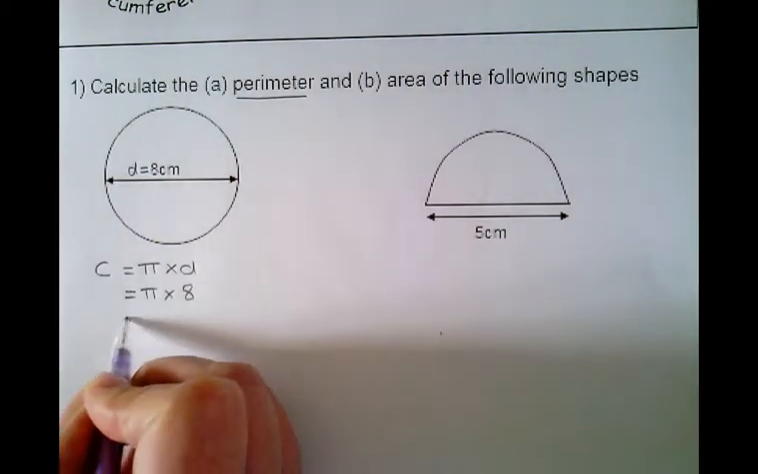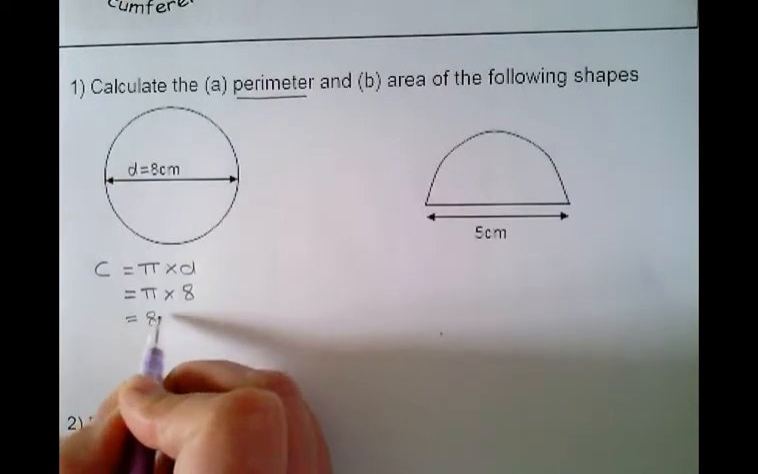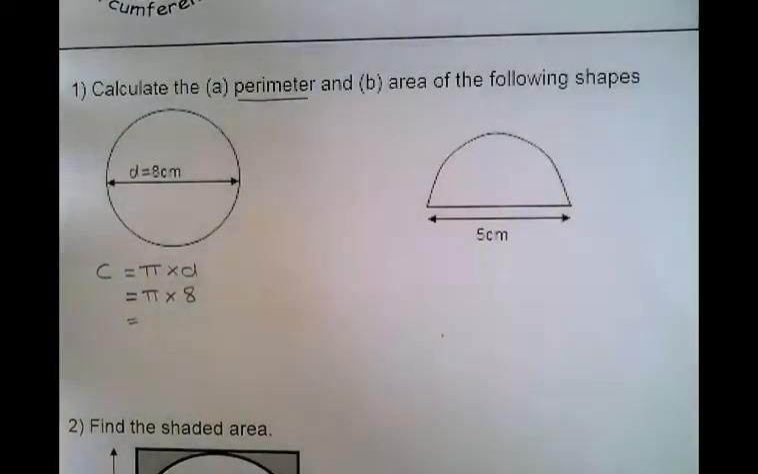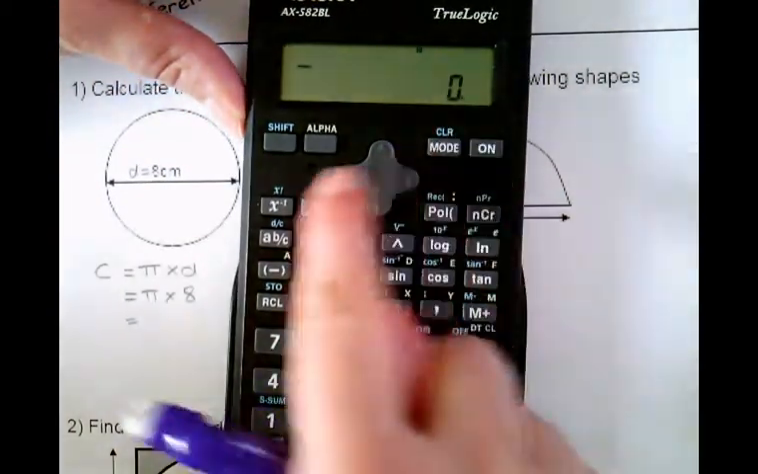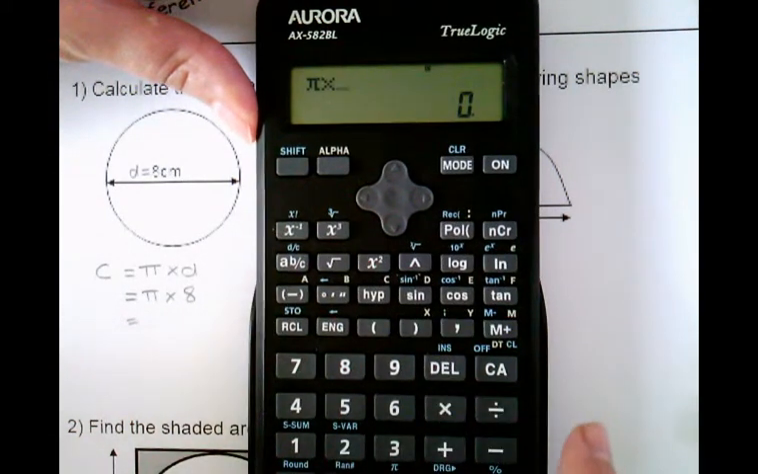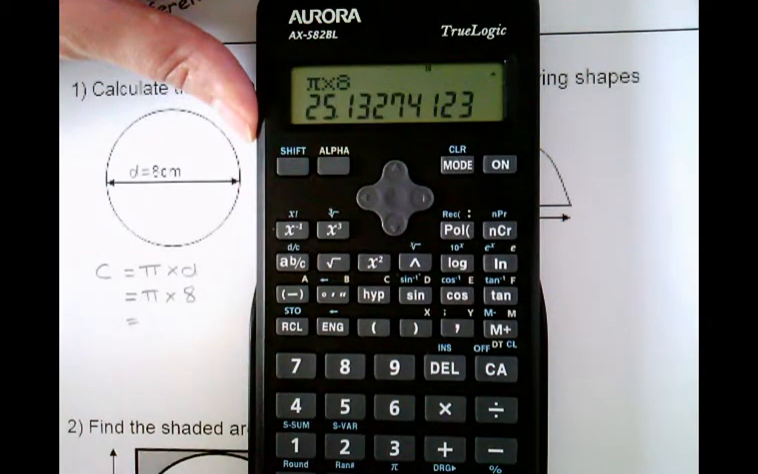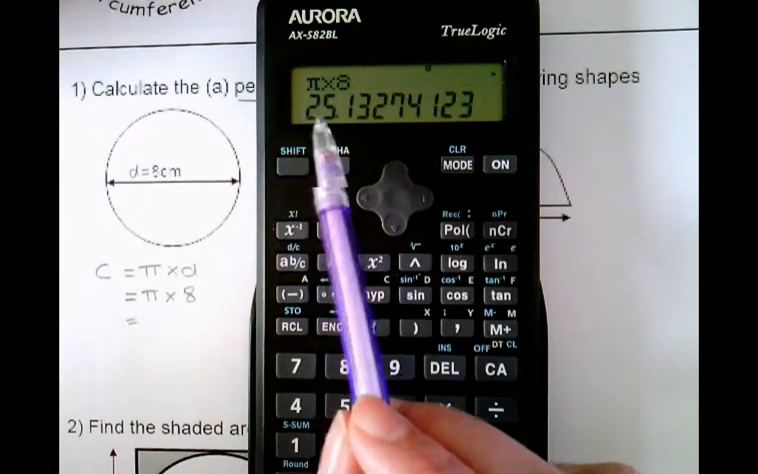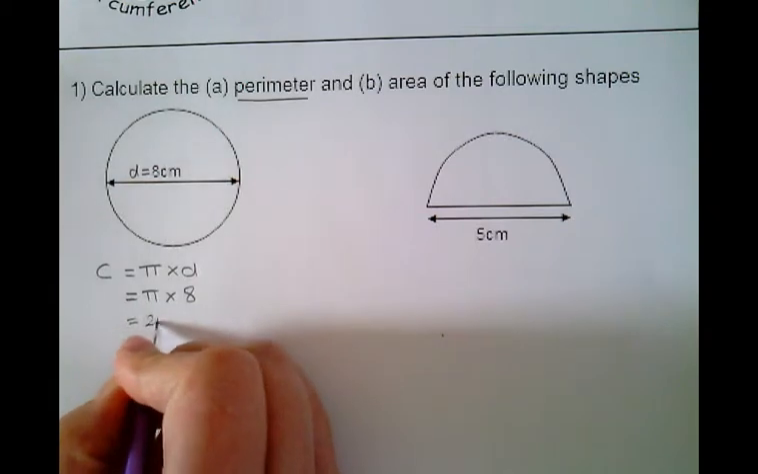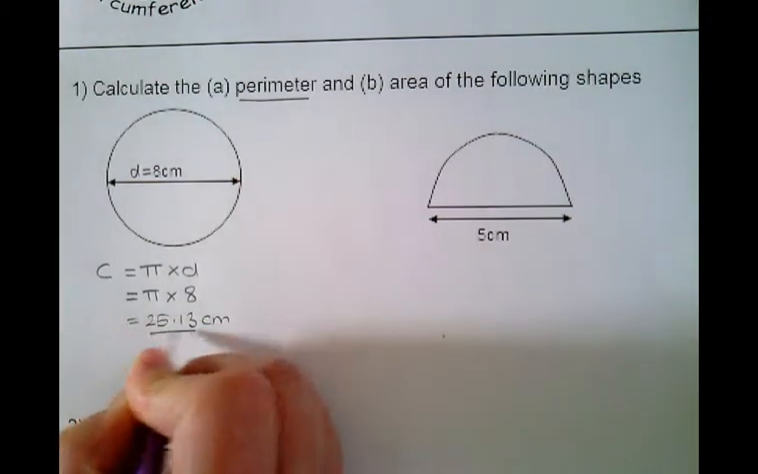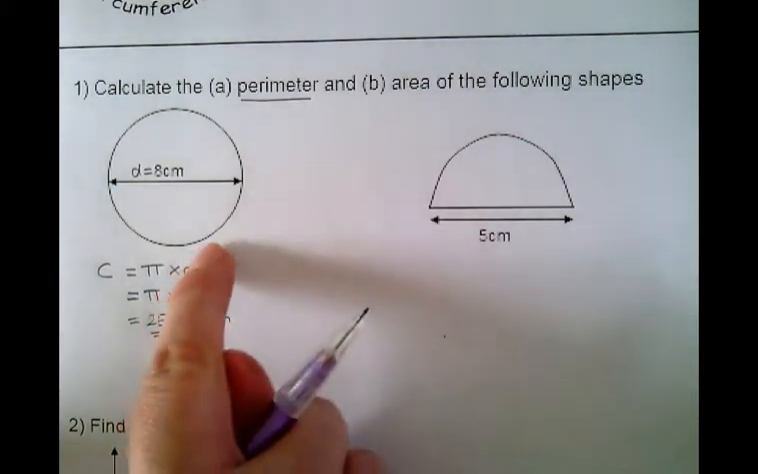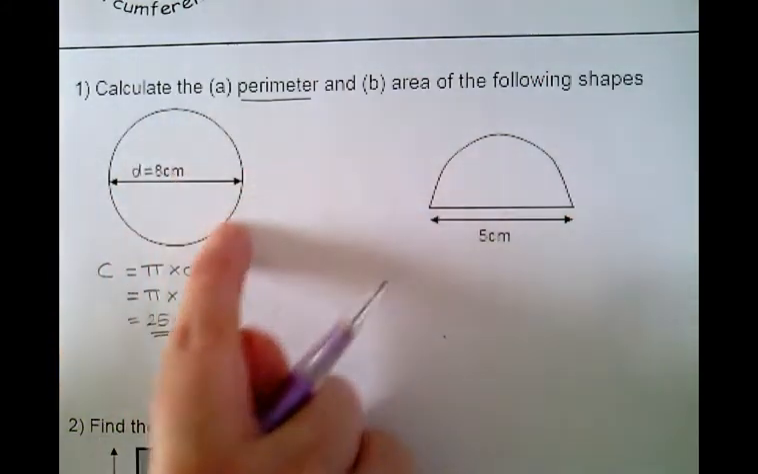So pi times 8, and if you don't have a calculator, then you just write that as 8 pi centimetres. Or if it's in a calculator paper, they would expect you to go to your calculator, do pi, oh, there's the pi button there, pi and then times by 8 equals. And then just round it to 1 or 2 decimal places. So 25.13, I'm going to go to 2 decimal places, 25.13, and then that would just be centimetres, because that's just a length that we found, it's just a perimeter. So 25.13 is the total distance around the outside of the circle.